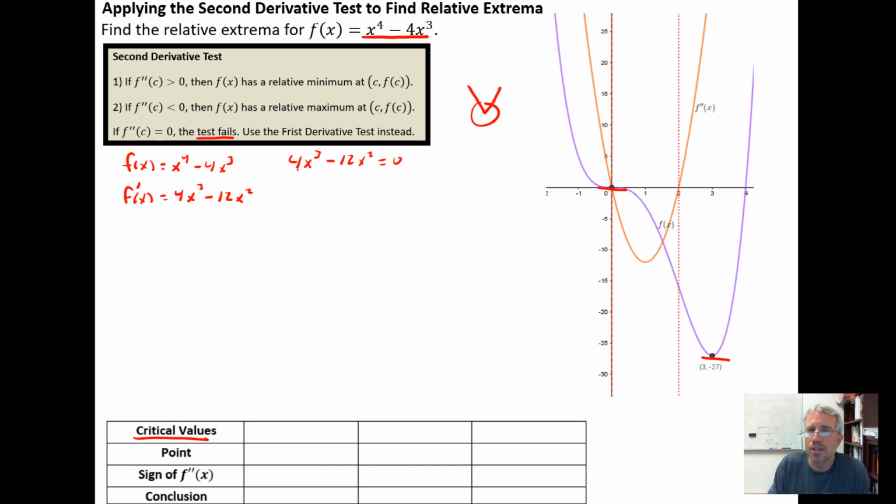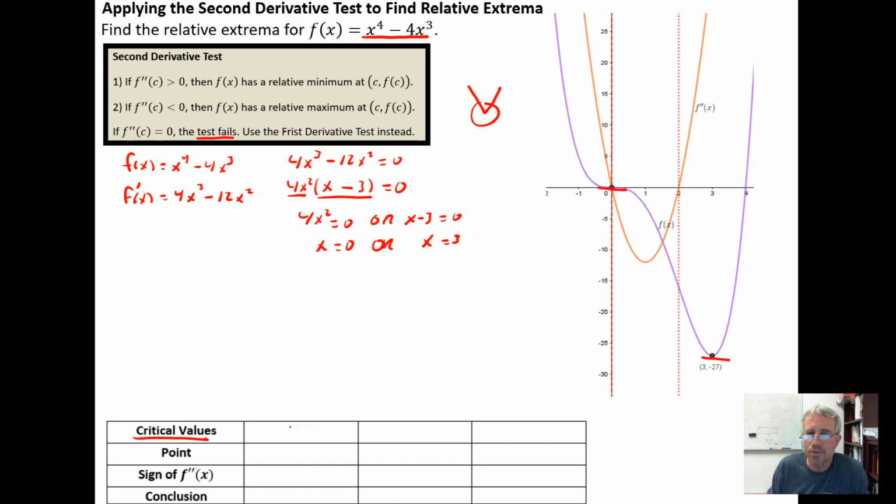And I want to notice that 4x squared is a common factor to both terms, so I'm going to factor it out, leaving behind x minus 3. And now I have a product of two algebraic terms equaling 0, so I'm going to use the zero product property to break it into two pieces. Either 4x squared equals 0, or x minus 3 is equal to 0. So either x is equal to 3 or x is equal to 0 when we solve both of these.